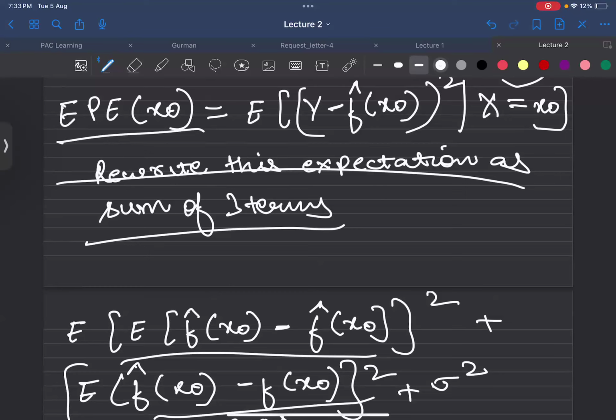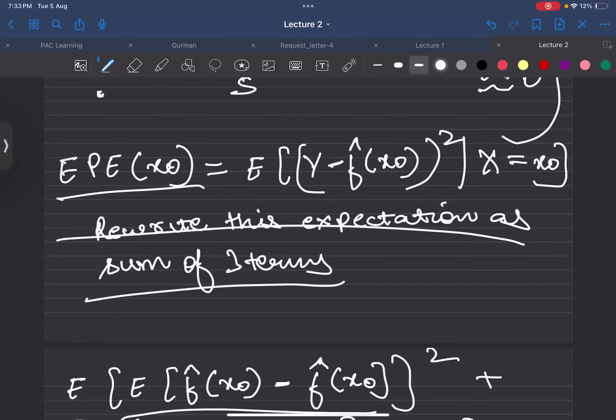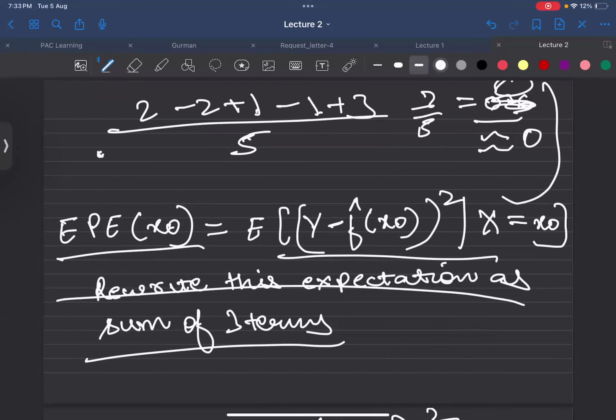Yes, it's variance by square, but how did we come to this step after EP? Okay, let's see. What is given to us? This step, this is y minus f x square. This is actual. What is y? What is f? This is the predicted one, and this is the true one.